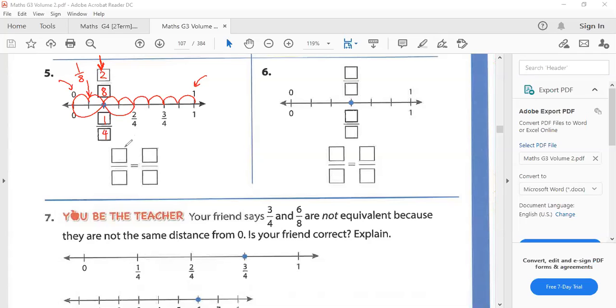So now what are the equivalent fractions in red? 2 over 8 equals 1 over 4. Excellent. Yeah, Adam. Thank you so much. Okay, now let's go back.